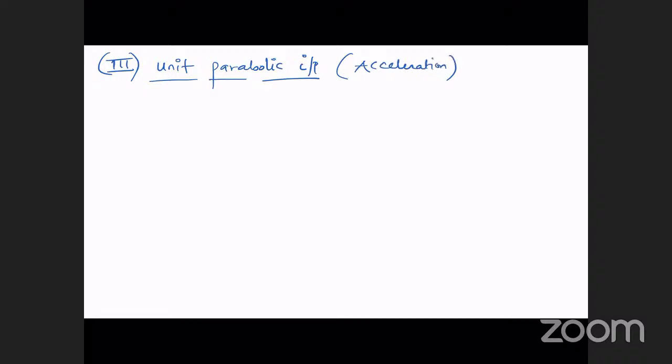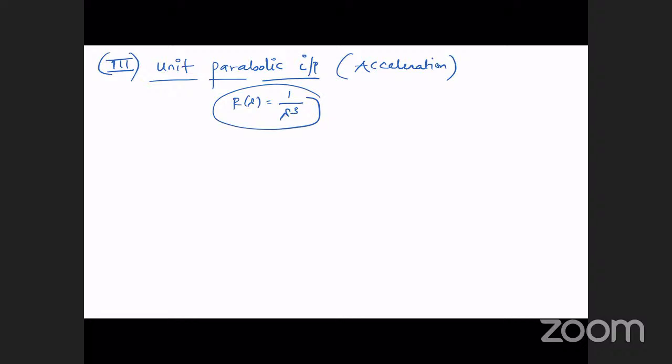So for the third input, known as the unit parabolic input, also known as an acceleration input, never forget that. In case of acceleration input, R of s is 1 upon s cube. I'm sure you know that. I'm planning to take the problem in this class only.